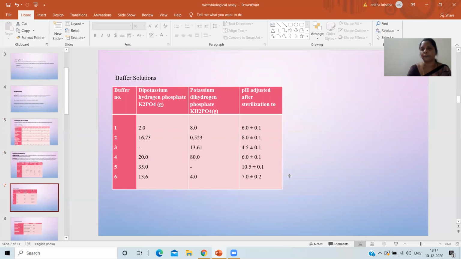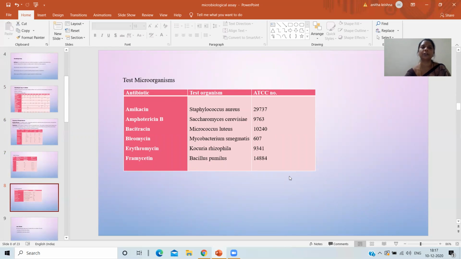Now talking about the buffer solution. How do you make this buffer solution? Buffer solutions are required in order to maintain the pH. Required quantities are taken. Generally, buffer solutions of dipotassium hydrogen phosphate and potassium dihydrogen phosphate are made, mixed in 1000 ml of water, and the pH is adjusted with 8 molar phosphoric acid or 10 molar potassium hydroxide. This is how you make your buffer solutions in order to maintain the pH.